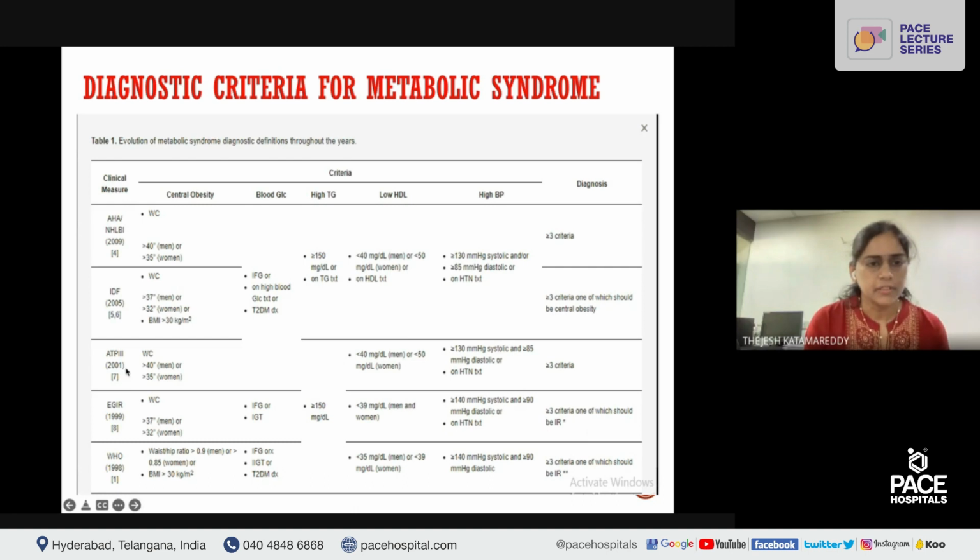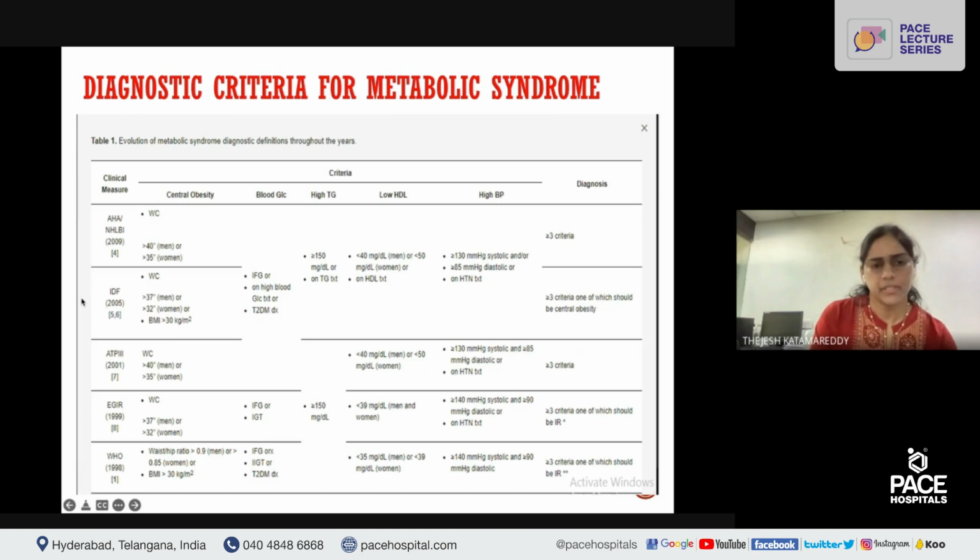Then comes the Adult Treatment Panel 3. It includes obesity more than 40 inches in men and more than 35 inches in women, that is waist circumference. It does not include blood glucose and triglyceride, whereas it includes HDL, which is less than 40 in men and less than 50 in women, with BP more than 130/85. All these 3 criteria should be met to call it metabolic syndrome according to ATP.